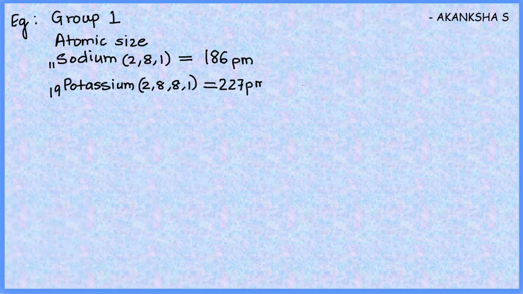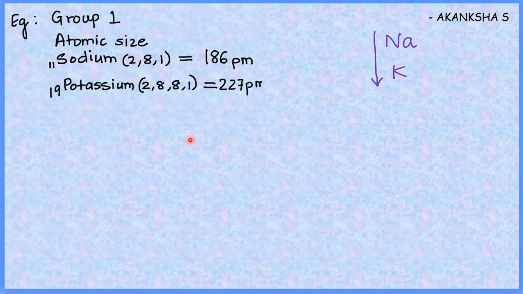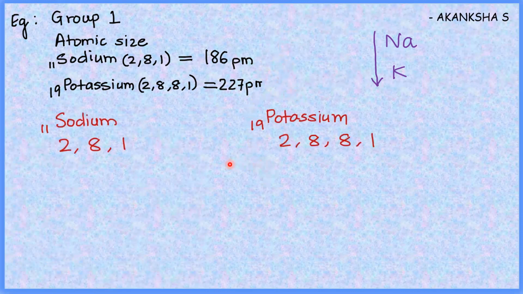When we are looking along a group, we have sodium first, and below sodium, we have potassium. So along a group, we are moving from top to bottom. Here we can check sodium's atomic size is 186, whereas potassium, which is just beneath sodium in the periodic group, is 227, meaning it has increased. So what is causing the increase in atomic size as we go down the group? The logic again is the same.